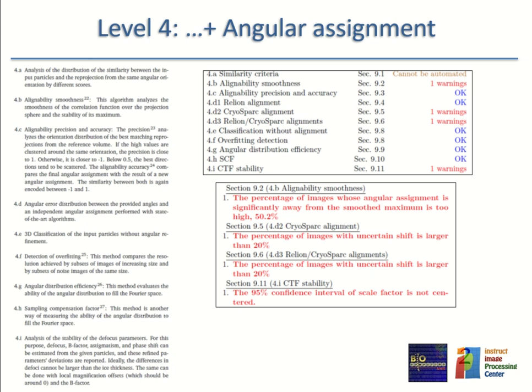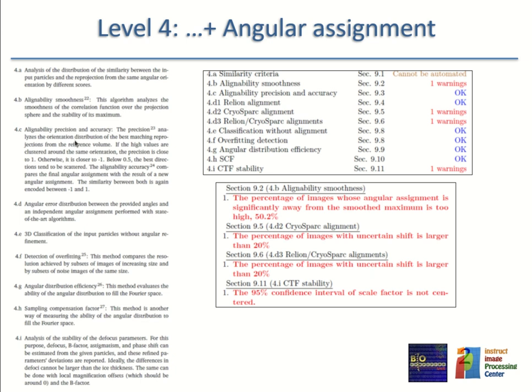check whether those angular assignments, so the reprojections of the map along those directions, correlate well with the experimental data. We can check whether particles can be easily aligned, and there are ways to define that: alignability, smoothness, alignability precision and accuracy.